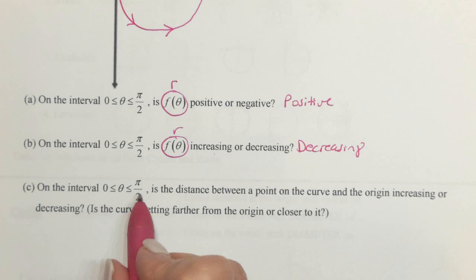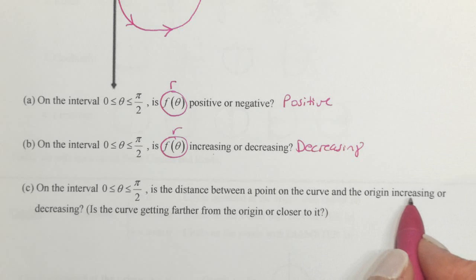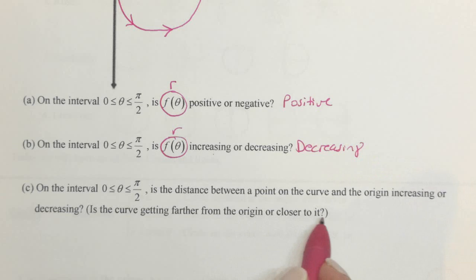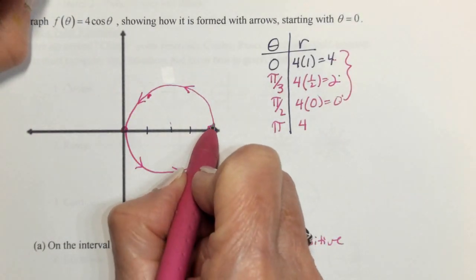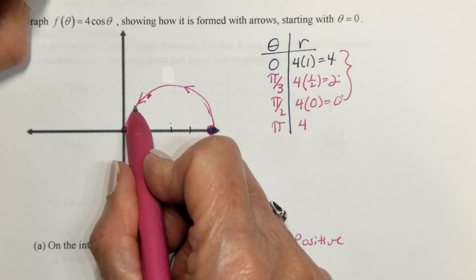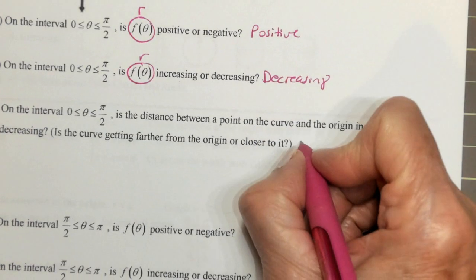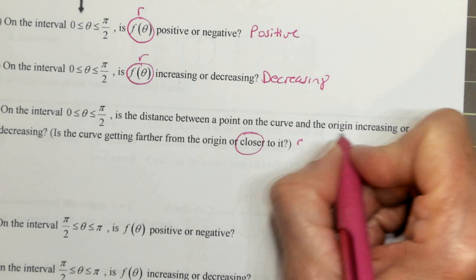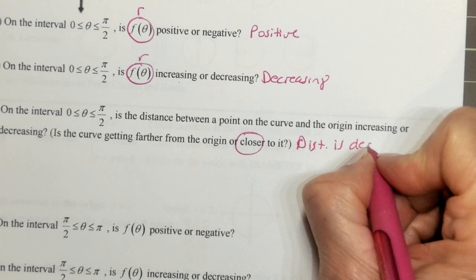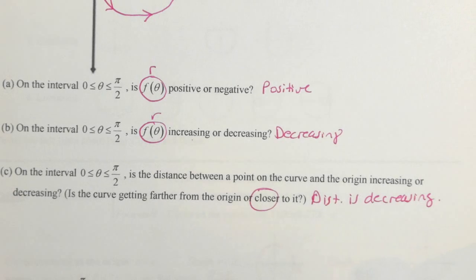On the interval 0 to pi over 2, is the distance between a point on the curve and the origin increasing or decreasing? Is the curve getting farther from the origin or closer to it? Think about that. Well, clearly we're getting closer to the origin. So the distance is decreasing. You're going to be asked questions like this.